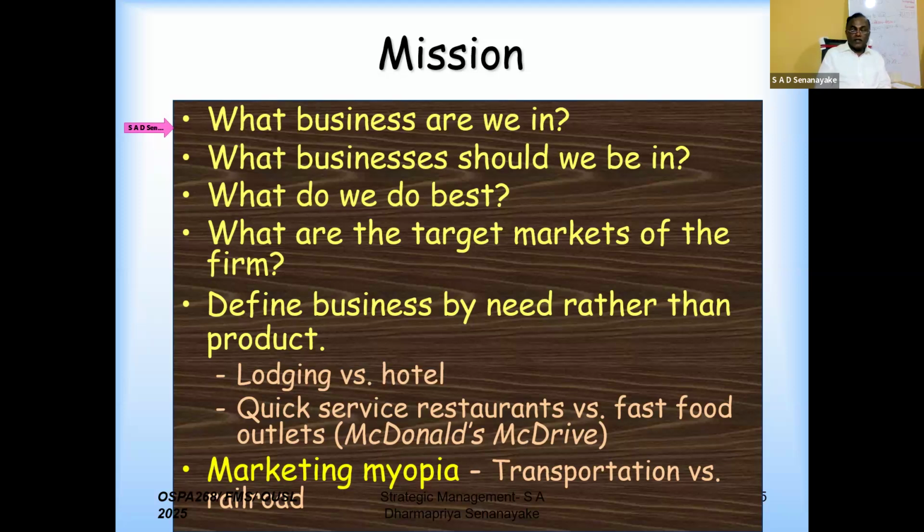So when we define the mission, we have to look at whether we are going to roll out a product to the entire world or the country, or if it is a bakery or something, then catering to the immediate environment, the immediate surroundings.